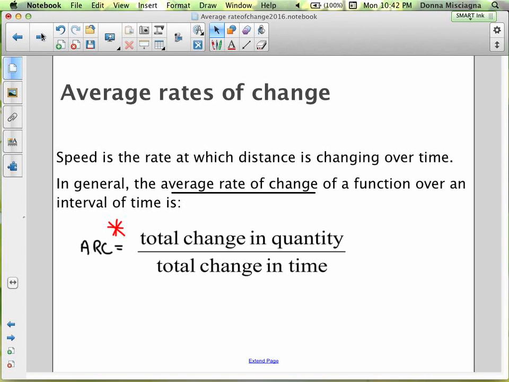So average rate of change, speed, is the rate at which distance is changing over time. In general, the average rate of change of a function over an interval of time is going to be the change in a quantity divided by the total change in time. This is a formula that we'll be using all year. Make sure it's in your notes, and make sure you're filling in your notes along with me. So average rate of change is the total change in any quantity divided by the total change in time, or the total change in some x value.